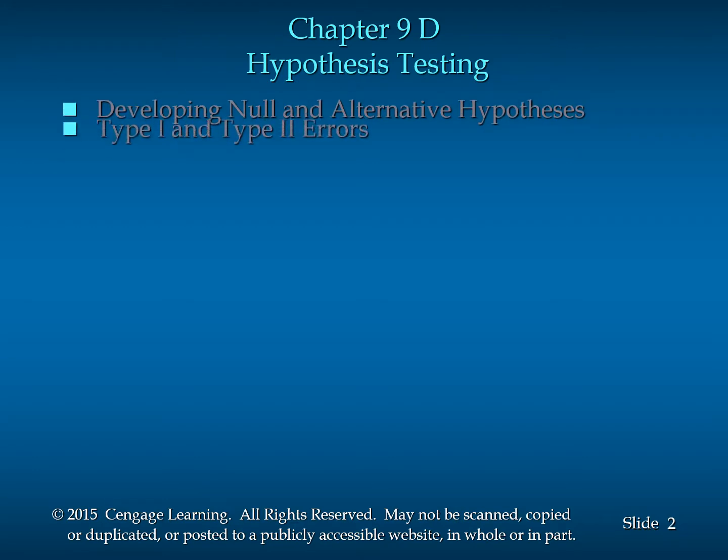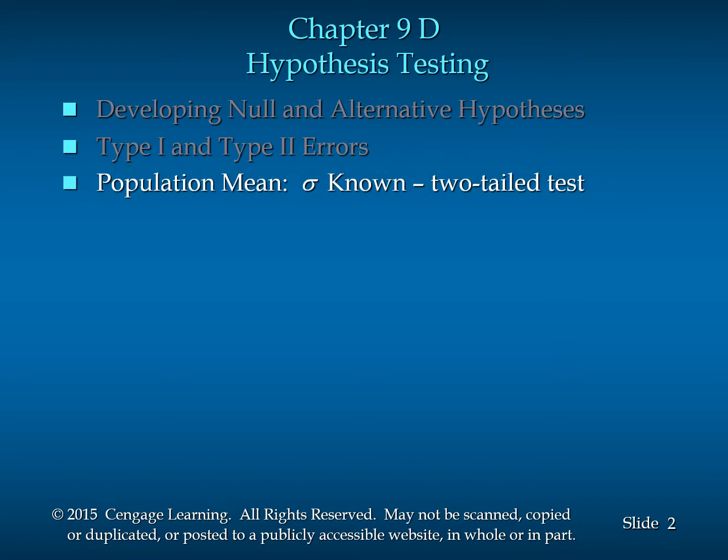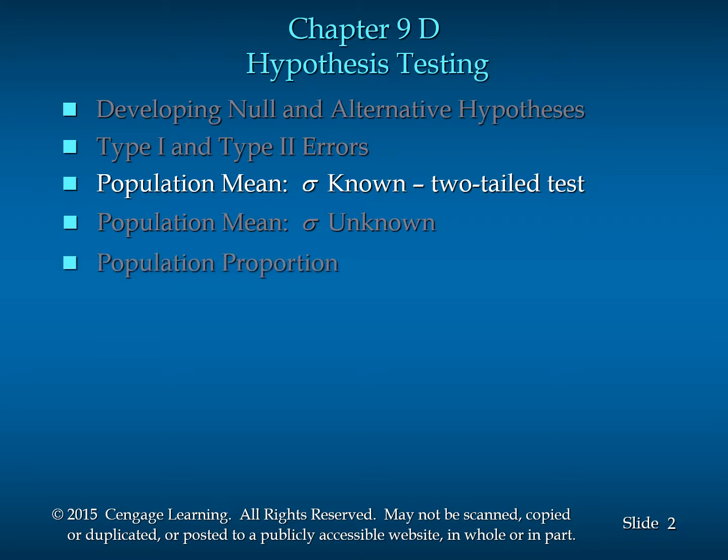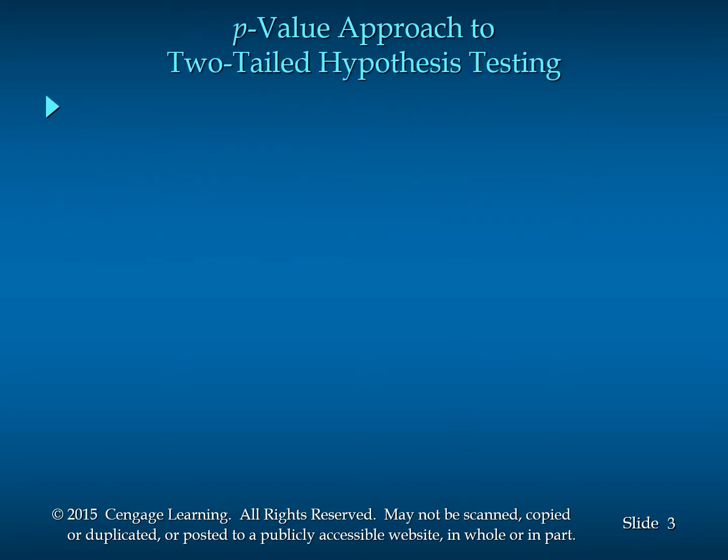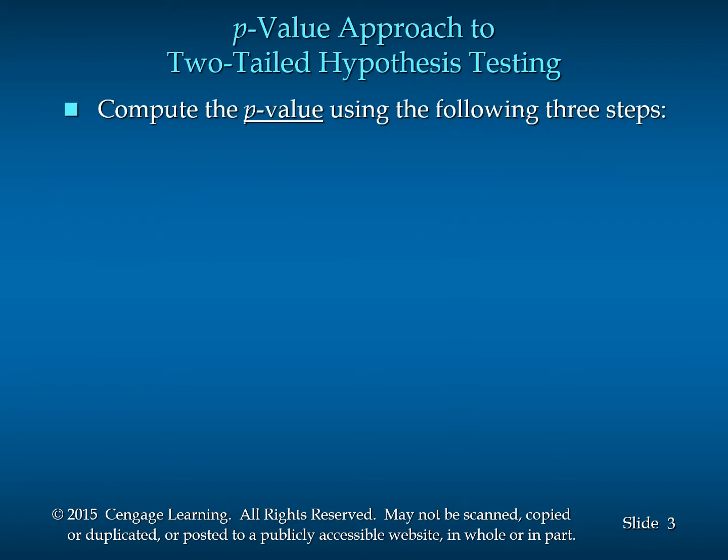In this lecture, we will demonstrate a two-tailed hypothesis test for the population mean, where we know the population standard deviation sigma. Again, we will follow either the p-value or the critical value approach.